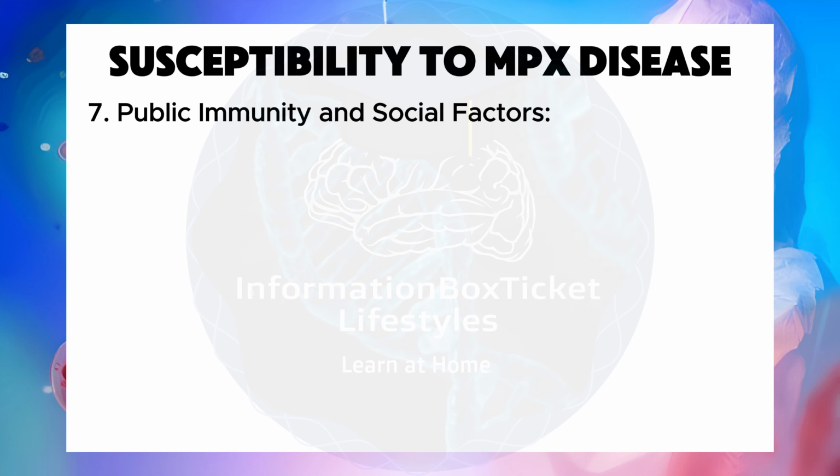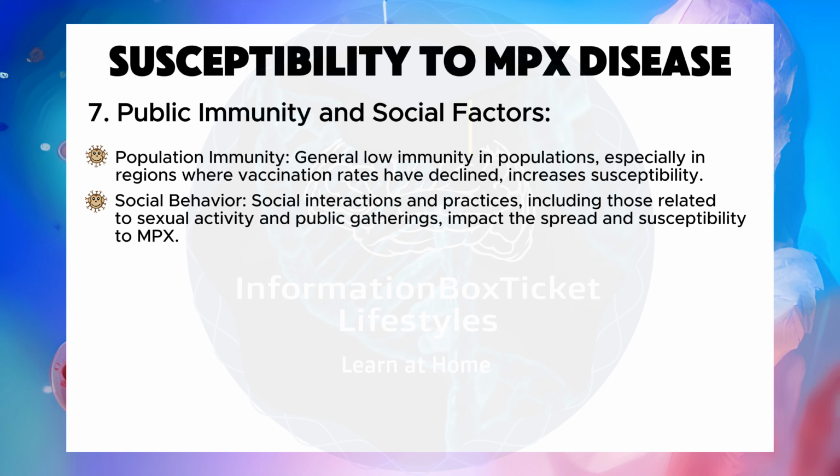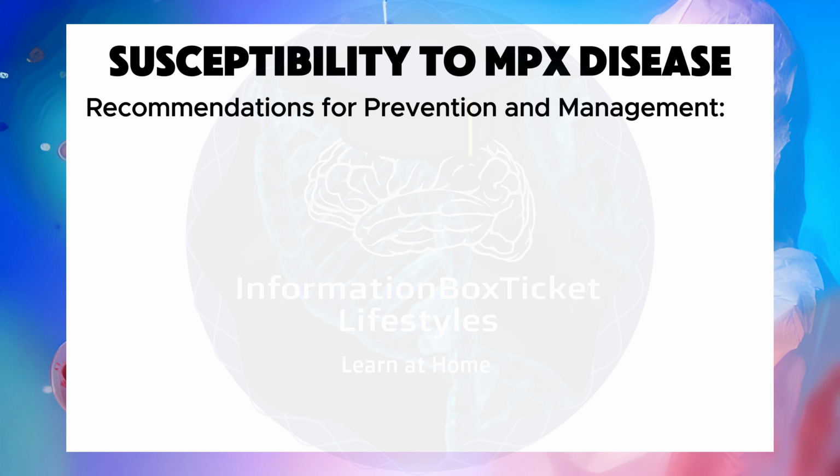7. Public immunity and social factors. Population immunity: general low immunity in populations, especially in regions where vaccination rates have declined, increases susceptibility. Social behavior: social interactions and practices, including those related to sexual activity and public gatherings, impact the spread and susceptibility to MPX. Recommendations for prevention and management.